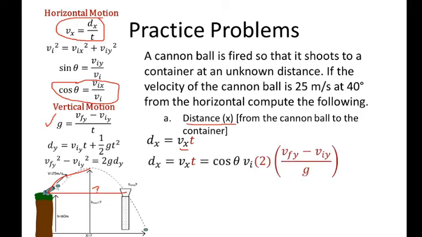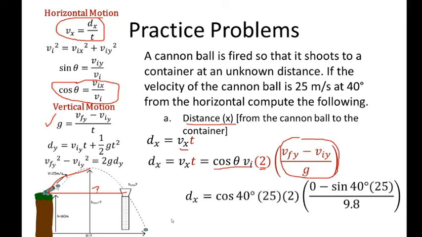So we now have a formula: vx multiplied by time. This whole equation here is the equation for time, so multiply it by 2 so that we are considering the upward and the downward motion also. Then substituting values, we now have our dx to be 63 meters.